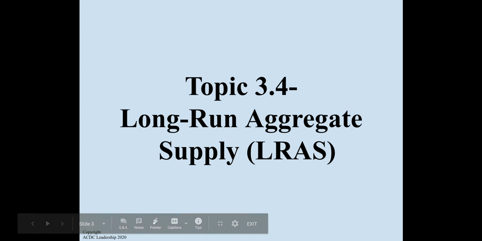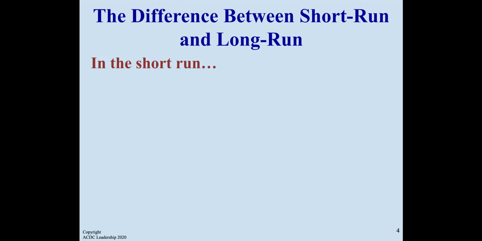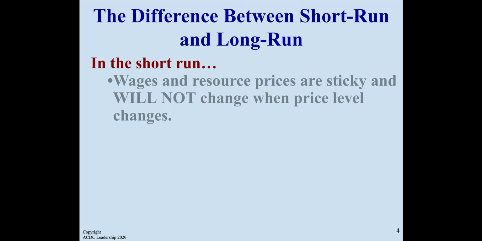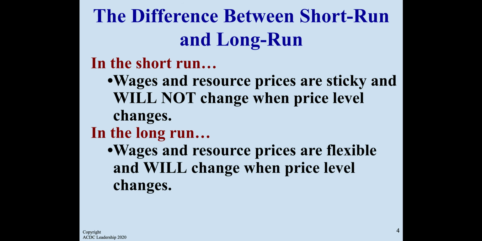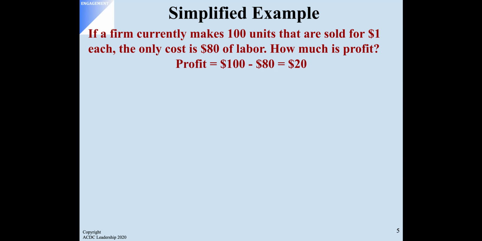Today we're going to talk about topic 3.4, the long-run aggregate supply curve. We have two types of aggregate supply curves, the long run and the short run. Well, the difference between the short run and the long run: in the short run, wages and resource prices are what's called sticky, and they're not going to change when the price level changes. However, in the long run, those wages and resource prices will be flexible, and they will change when the price level changes.